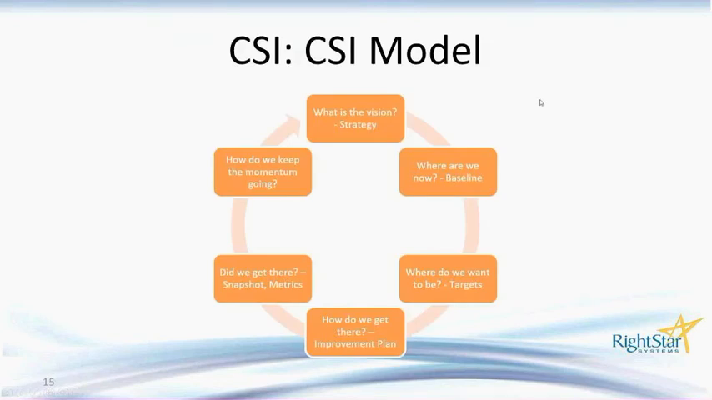I mentioned that the Deming Cycle is the basis of the CSI model, and this is the actual detail of the CSI model. What is the vision? Where are we now? Where do we want to be? How do we get there? Did we get there? And how do we keep that momentum going?